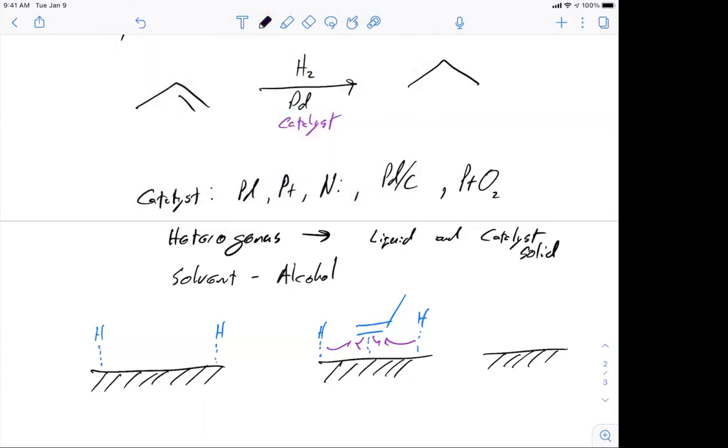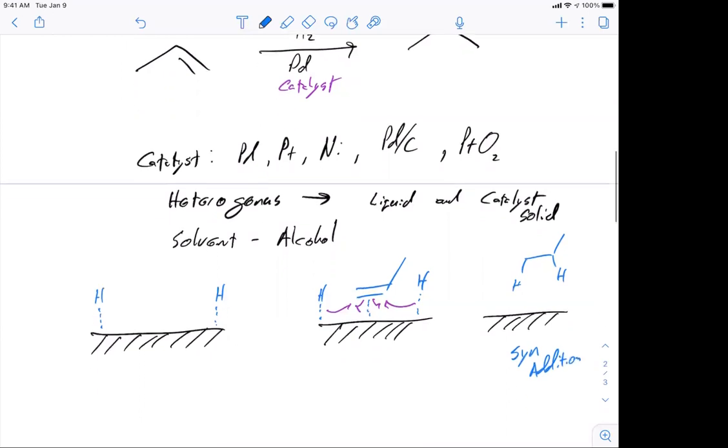So by coordinating that bond, you've weakened that pi bond, and you've broken the hydrogen-hydrogen bond, so what you end up with is the hydrogens adding there, and because they're coming in this way from the surface, this is a syn addition. And remember that syn addition is the same side. We're adding both those hydrogens on the same side.